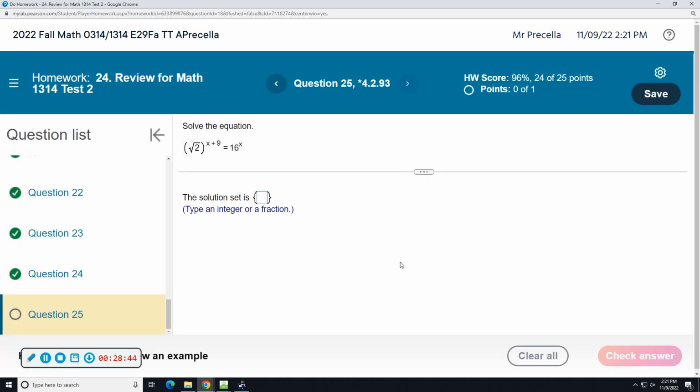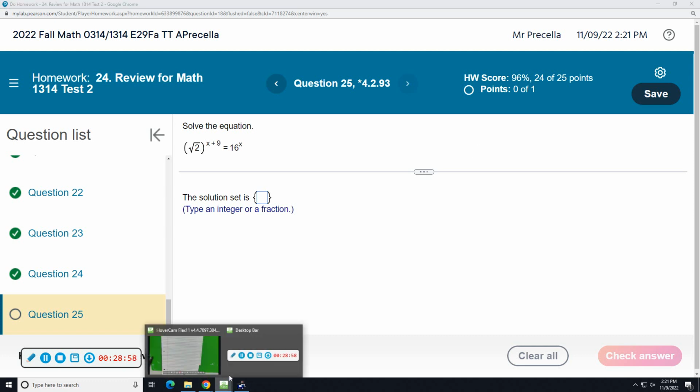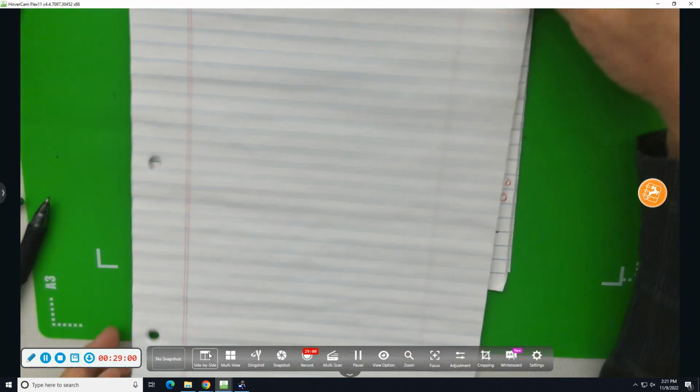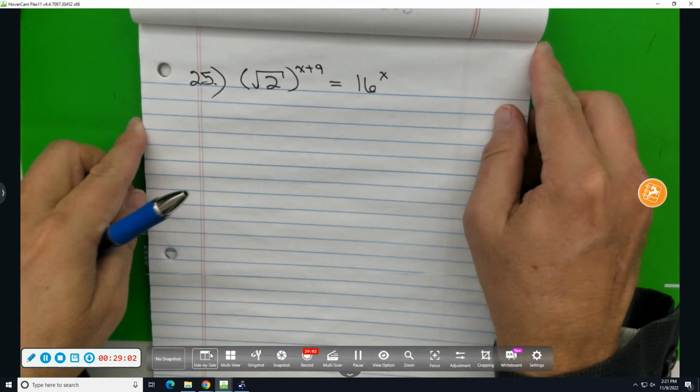Number 25, the last problem. Solve the exponential equation. The square root of 2 to the x plus 9 is equal to 16 to the x power. Here it is.